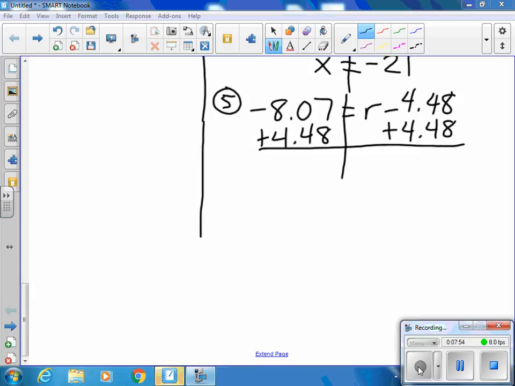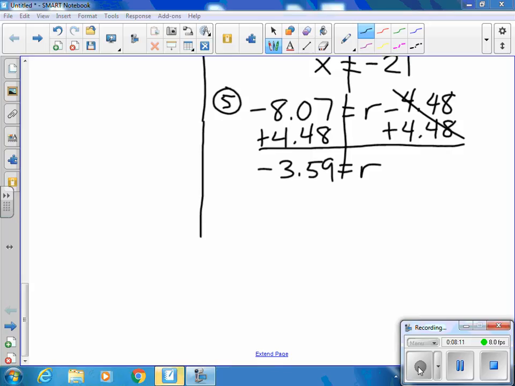Okay, and cancel off the 4.48s, and then you just do your regular math using your calculator. Negative 8.07 plus 4.48 is going to give you negative 3.59 equals r. And if you want to reverse it and write it with r equals first, then you can do that.